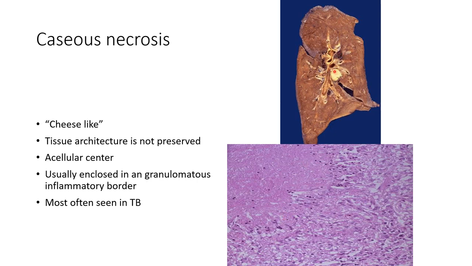Macroscopically, this is the area of caseous necrosis, as you can see here. Cheesy-like material, yellowish in color. Under the microscope, it is characterized by this area of acellular material surrounded by a granulomatous inflammation. We call it granulomatous because under the microscope, it forms what is called the granuloma. The typical example for caseous necrosis is tuberculosis.